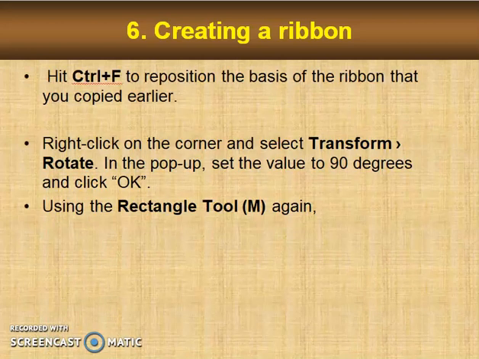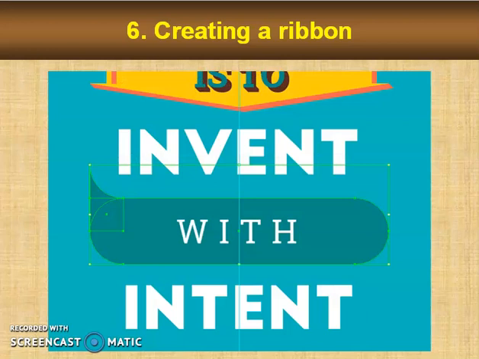Hit Ctrl plus F to reposition the base of the ribbon that you copied earlier. Right click on the corner and select Transform, Rotate. In the pop-up, set the value of 90 degrees and click OK. Then create another 14 by 14 mm square using the rectangular tool. Adjust the space. In this screenshot, you can see how the command works on this typographical ad.